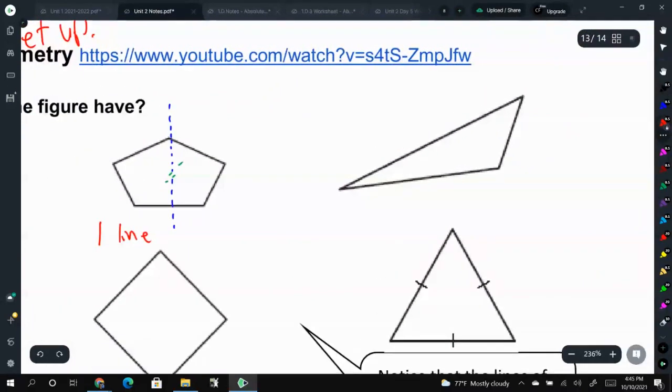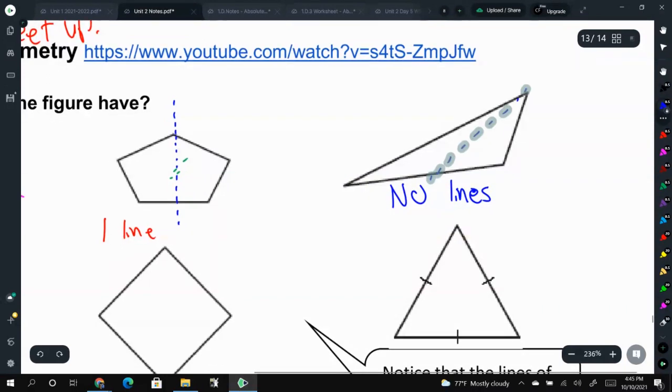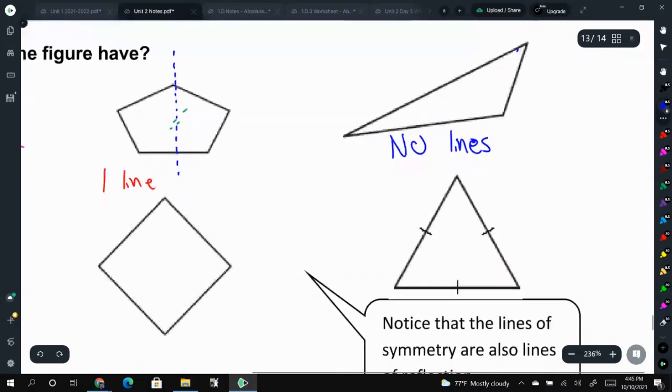This triangle, there's actually going to be no lines of symmetry. There's no way that I could draw a line anywhere and fold this triangle on top of itself. So there's no lines of symmetry here.